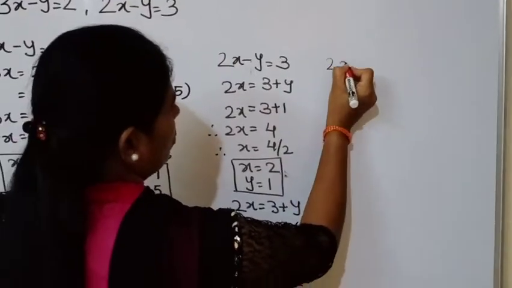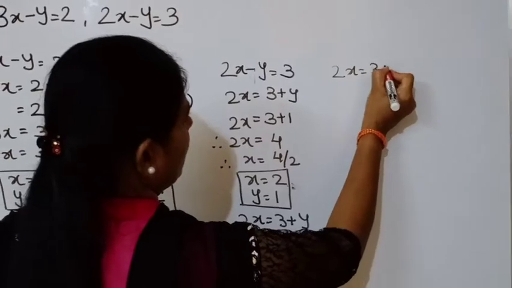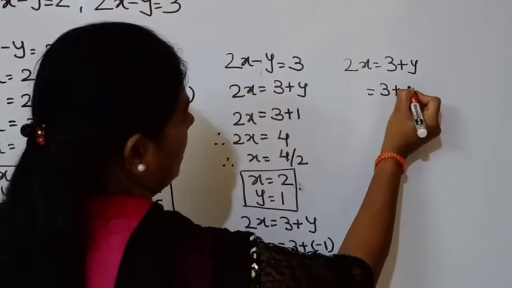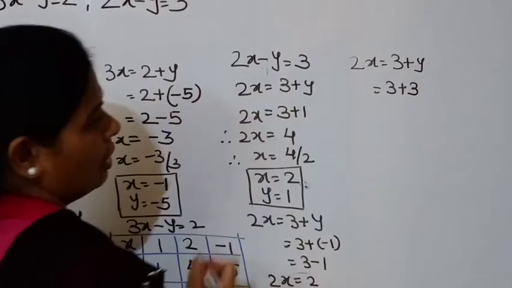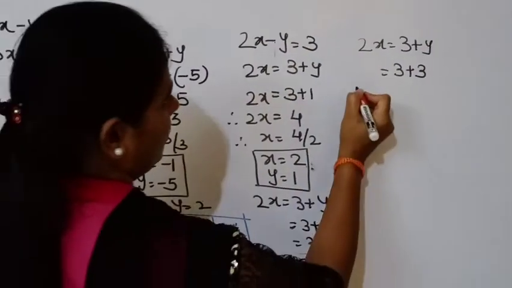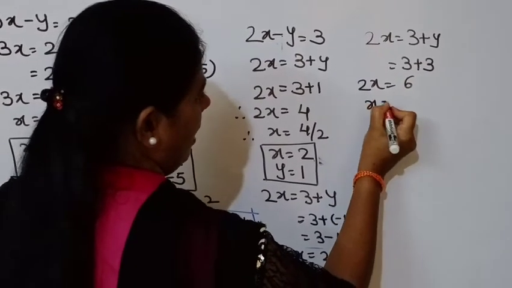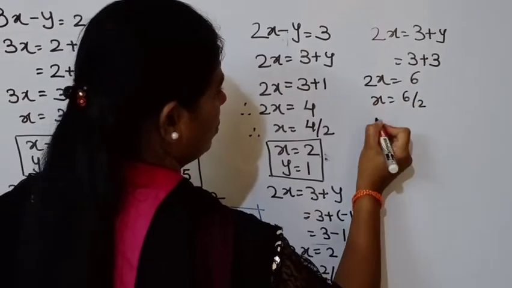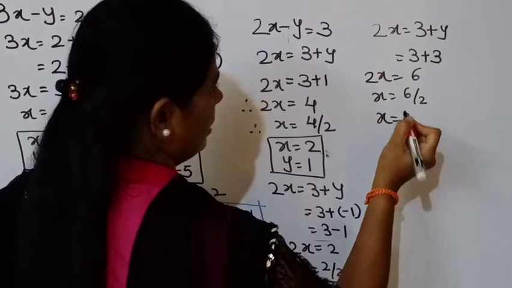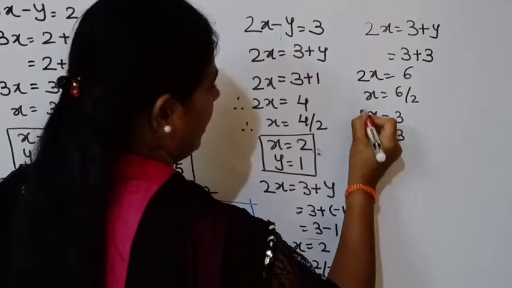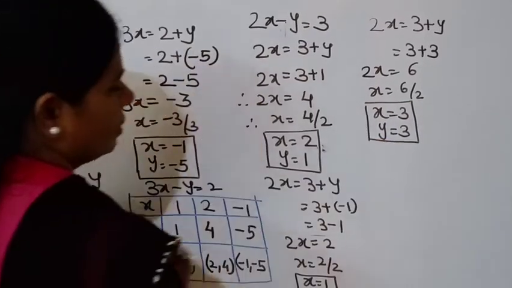That is 2x equal to 3 plus y. Now we will substitute the value of y, that is 3. So 2x equal to 3 plus 3 is 6. x equal to 6 upon 2. So the value of x is 3. We have substituted the value of y, that is 3. So this is our third point.